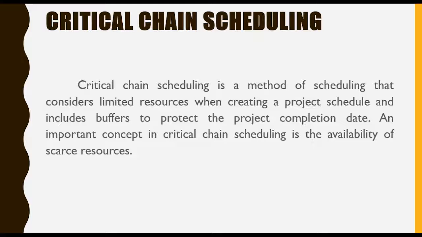Critical chain scheduling. Critical chain scheduling is a method of scheduling that considers limited resources when creating a project schedule and includes buffers to protect the project's completion date. An important concept in critical chain scheduling is the availability of scarce resources. Some projects cannot be done unless a particular resource is available to work on one or several tasks. Critical chain scheduling acknowledges that you must either delay one of those tasks until the equipment is available or find another piece of equipment in order to meet the schedule.